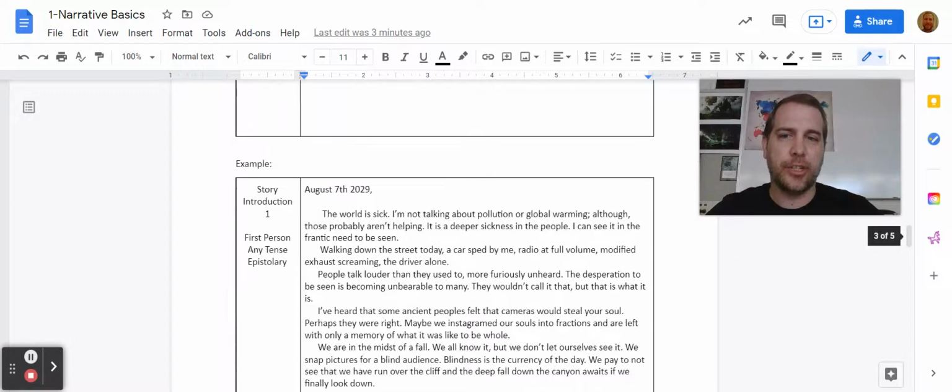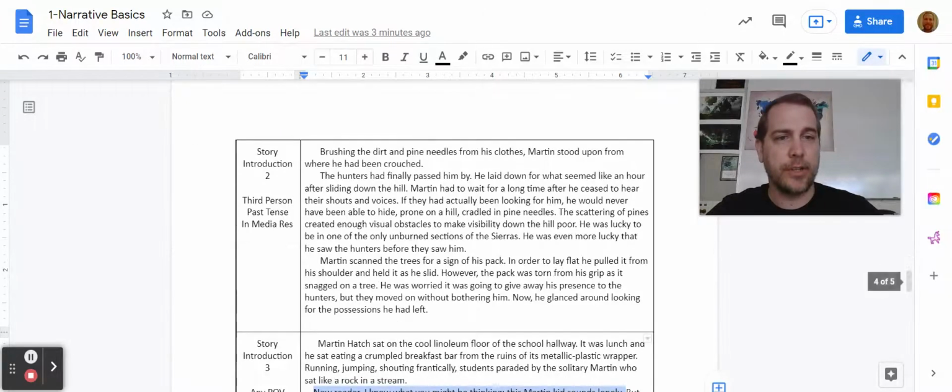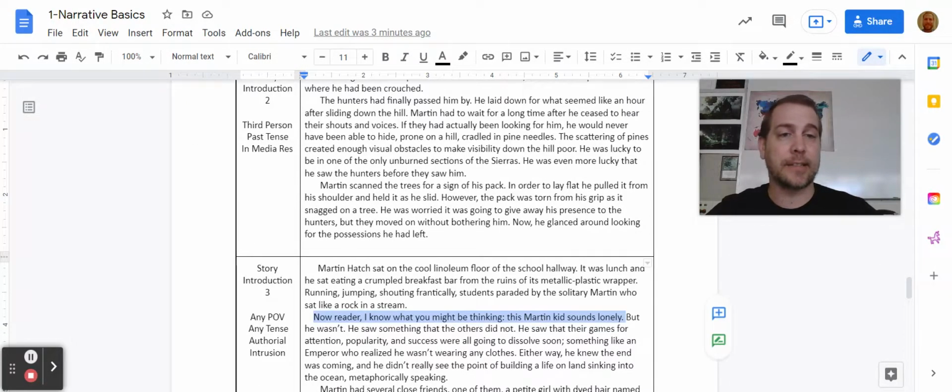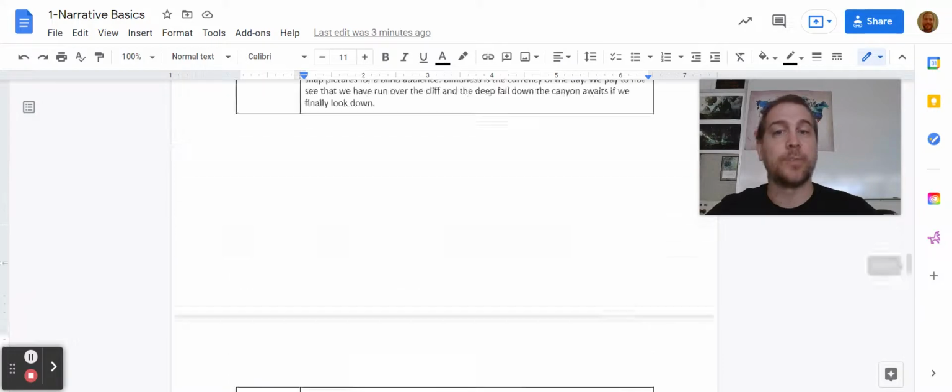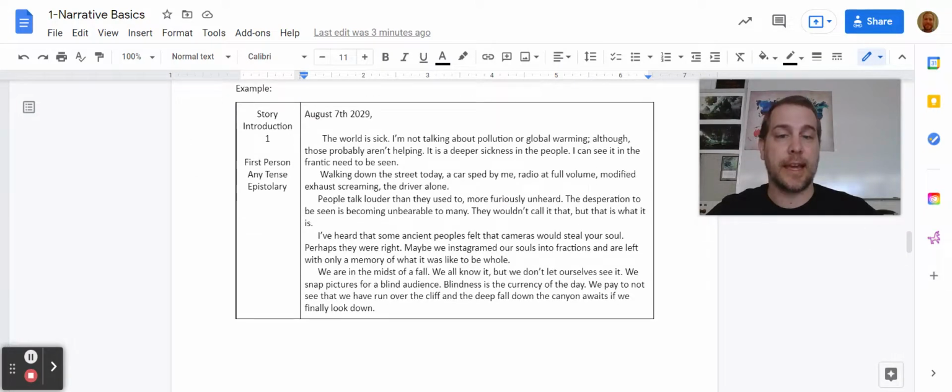And so this is what I want to see from you. Can you change the tense? Can you change the point of view? Can you do different techniques like in media res, epistolary writing, or authorial intrusion to help support your writing? And so if you can, see if you can make the story the same across all three. But if that's proving too difficult, you can just come up with brand new stories for each one.